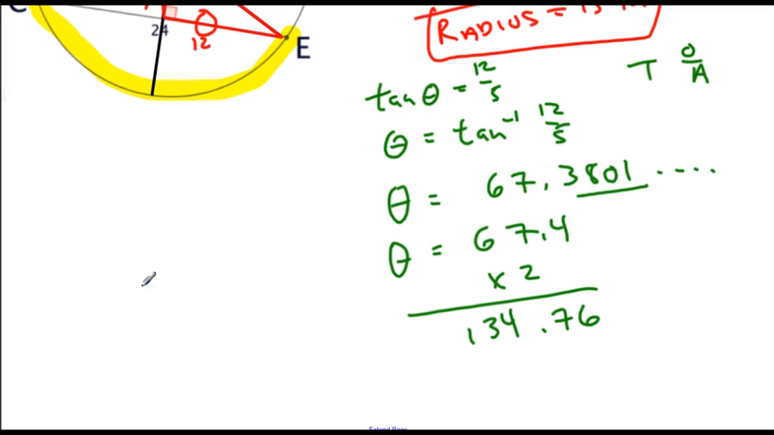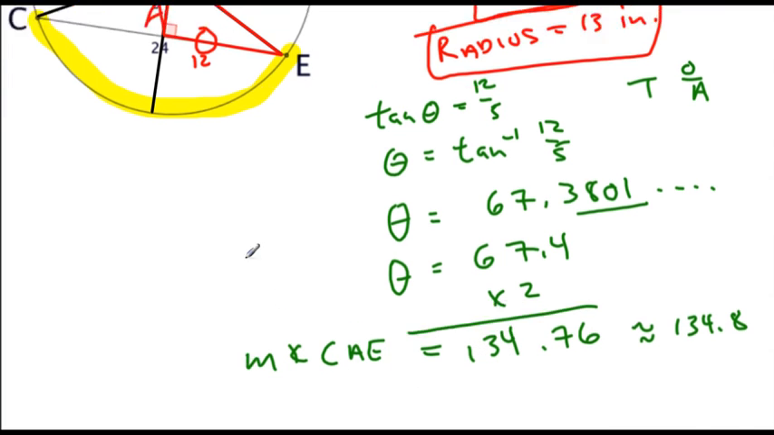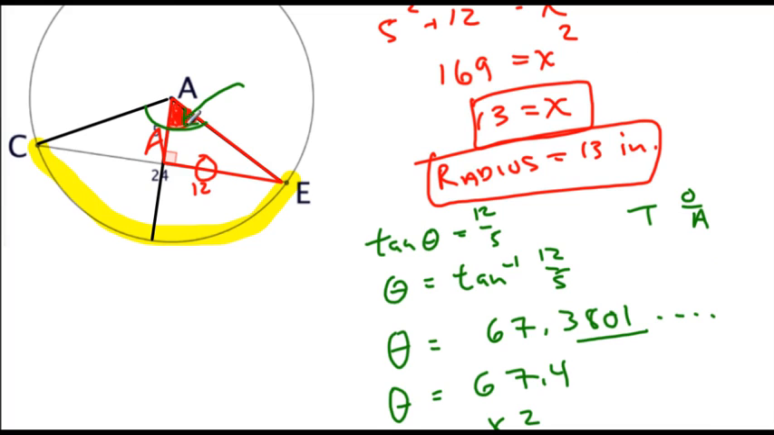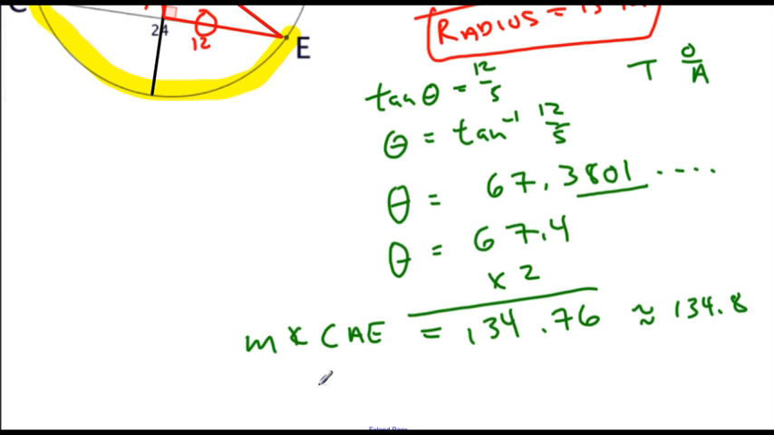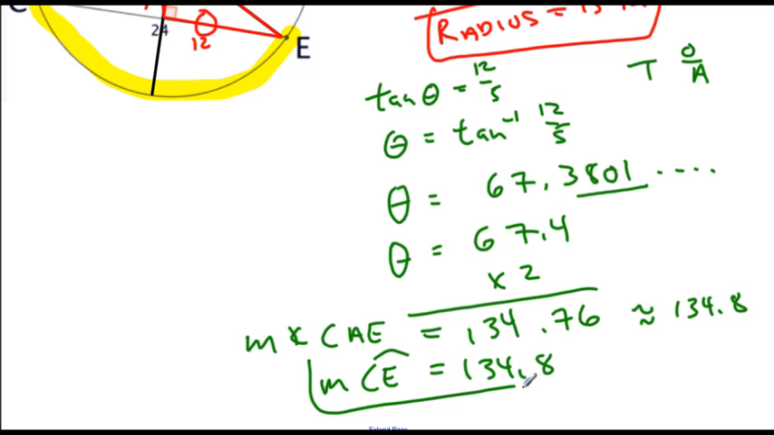All right, so that's the measure of angle. Let me write all this out. The measure of angle CAE equals 134.76, which we're going to round to the nearest tenth. That makes everybody happy. 134.8. And the measure of the central angle is equal to the measure of the arc that it intercepts, so CE. So last part, the measure of arc CE is going to be equal to 134.8. They're the same. And we are all done.